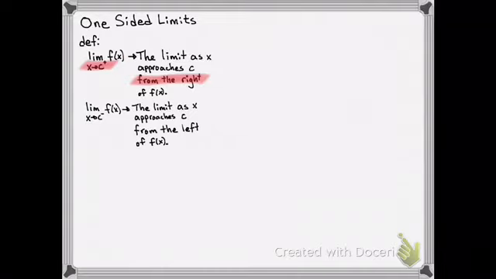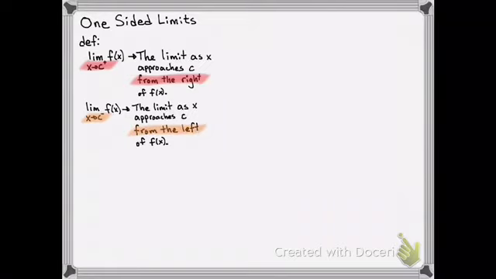The second definition there talks about the limit as x approaches c from the left. Notice that x approaching c has a little negative sign like an exponent. It is not an exponent. It is the symbolization that we use to signify that we only care about approaching from the left.